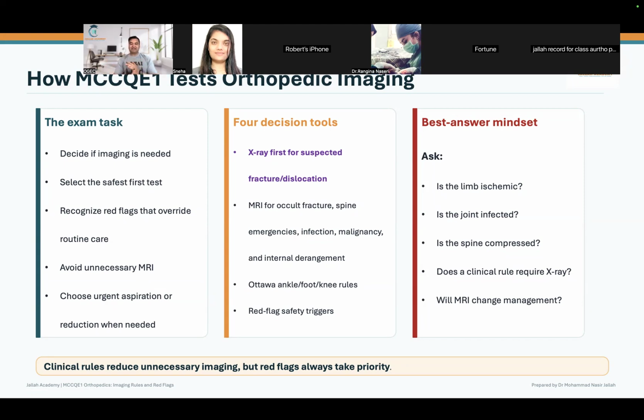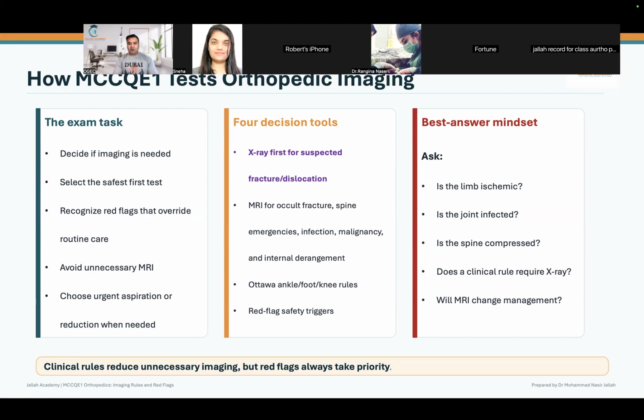So now for the station tools when it comes to imaging. X-ray first for suspected fracture and dislocation. Any trauma that causes the patient pain and discomfort, such that the patient cannot move a certain part of his body, should raise an eyebrow that this might be a fracture or dislocation, especially if it is a joint. Then, in order to make sure that your next step is going to be the safest one, you need to do the X-ray so that it puts you in a better position to decide and go ahead with the next step.